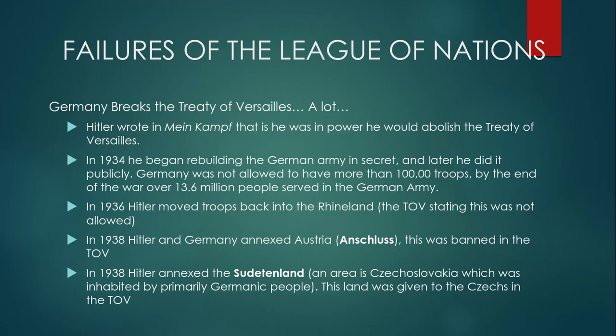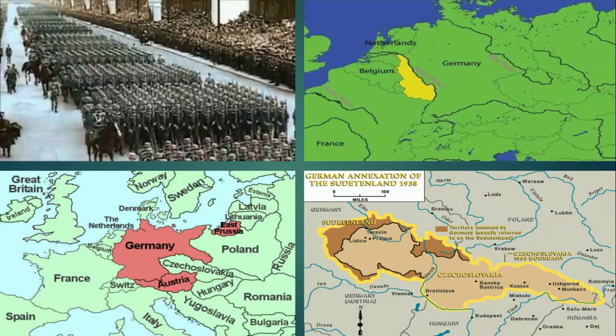Hitler also annexes Austria in 1938. Now, this term is called Anschluss. Now, you might remember in the Treaty of Versailles, German and Austria unification was forbidden. Hitler decides, no, we're gonna join. So Germany annexes Austria. This is called Anschluss.